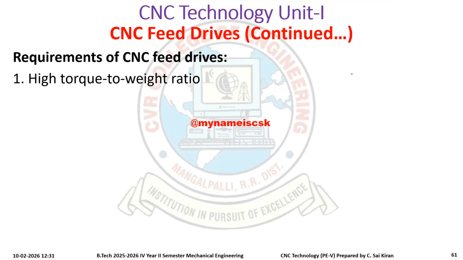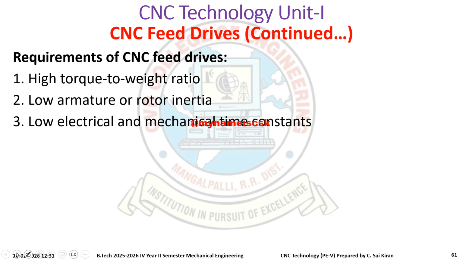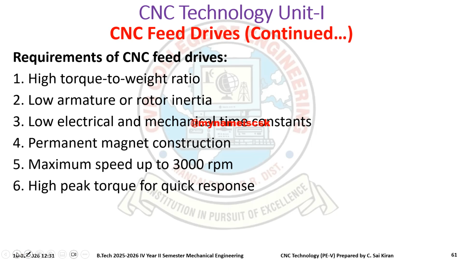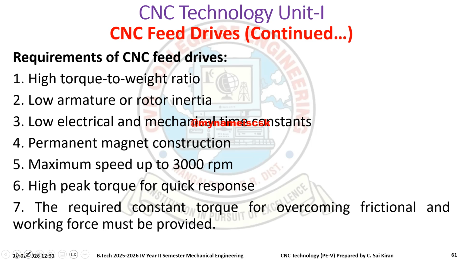Next is the requirement for the CNC feed drive. We should have a high torque-to-weight ratio and low armature or rotor inertia. Next, low electrical and mechanical time constants, permanent magnet construction, maximum speed up to 300 rpm, and high peak torque for quick response. The required constant torque for overcoming friction and working force must be provided. The weight should be less and the torque more. Armature rotor inertia should be very low when rotating, and the electrical and mechanical time constants should be very low.